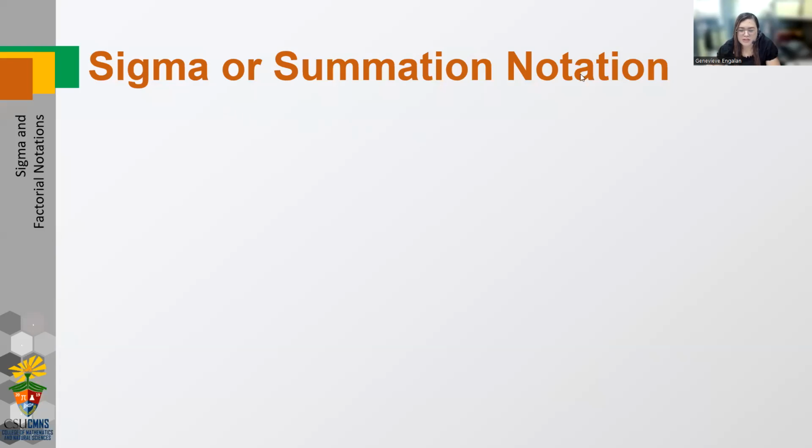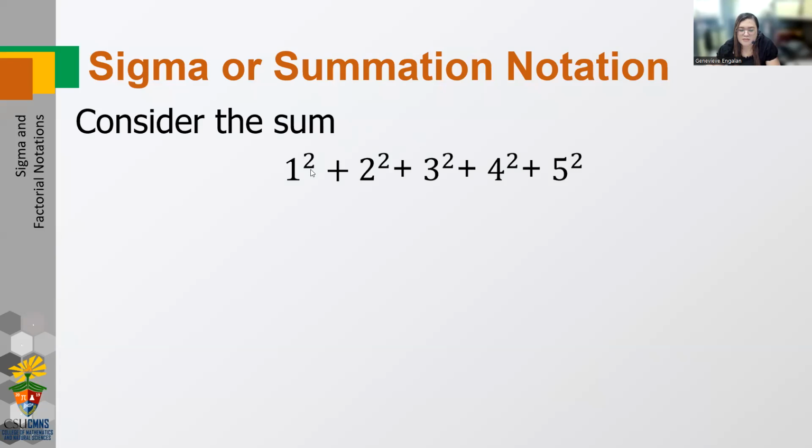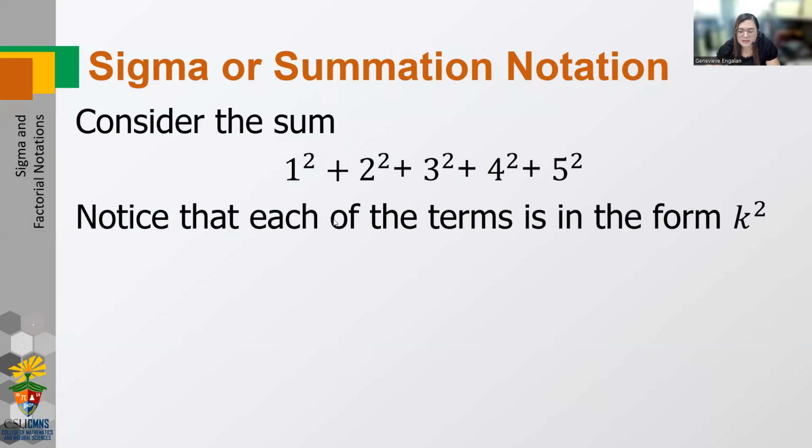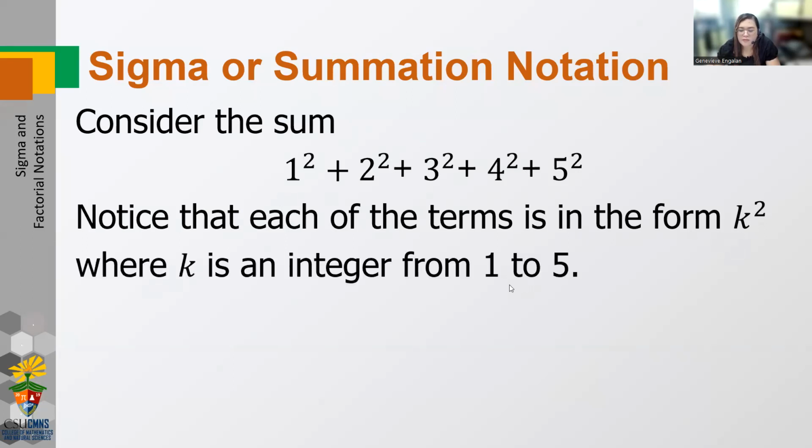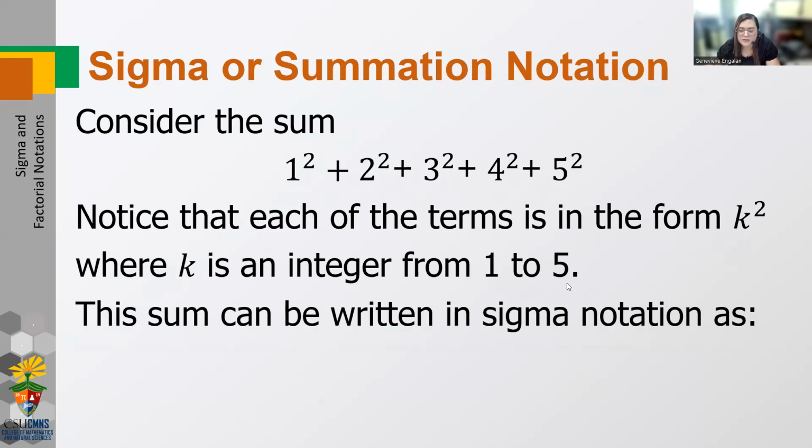Okay, sigma or summation notation. Consider the sum 1 squared plus 2 squared plus 3 squared plus 4 squared plus 5 squared. Notice that each of the terms is in the form of k squared, where k is a counting number, or an integer from 1 to 5. So 1, 2, 3, 4, 5, just squared. Thus, this sum can be written in sigma notation as the summation of k squared, where k is equal to 1 up to 5. So that is a sigma notation.